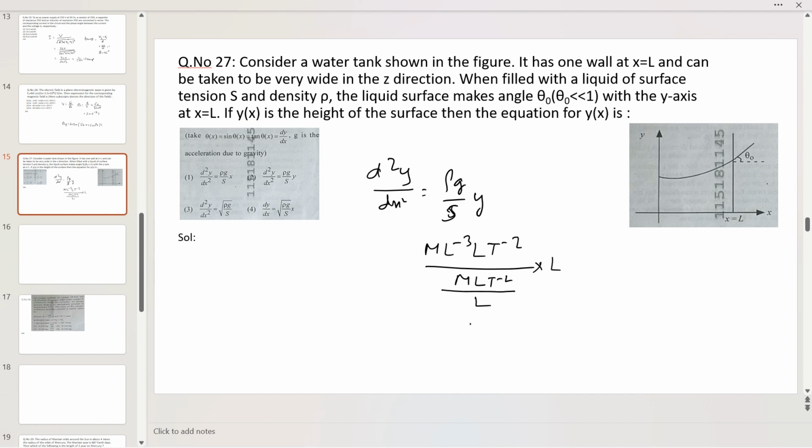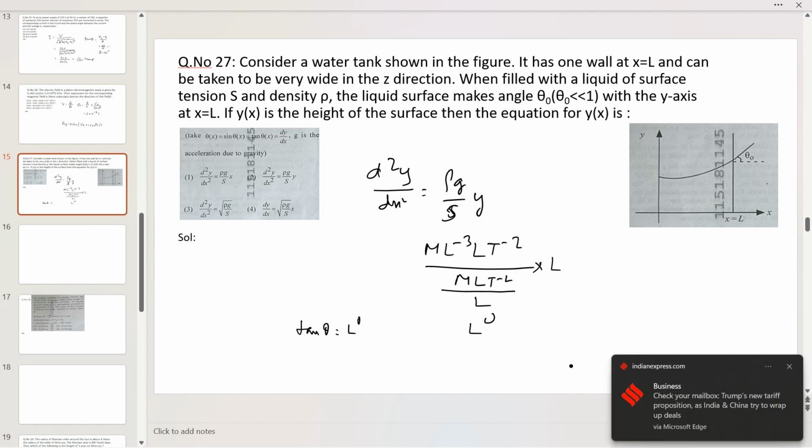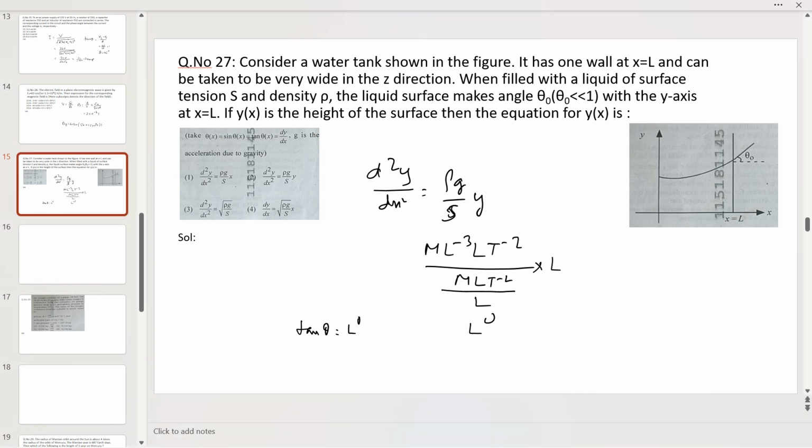From this dimension you get L to the power of 0, and for tan theta, an angle, the dimension is 0. So here I find that it is dimensionally consistent. So I have selected this, your option 2.